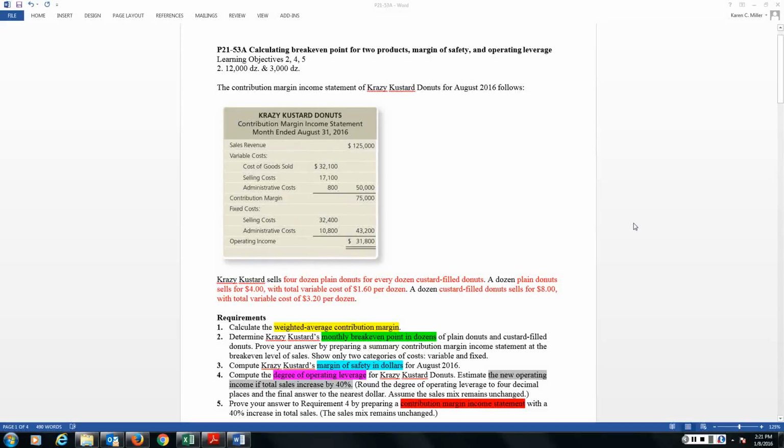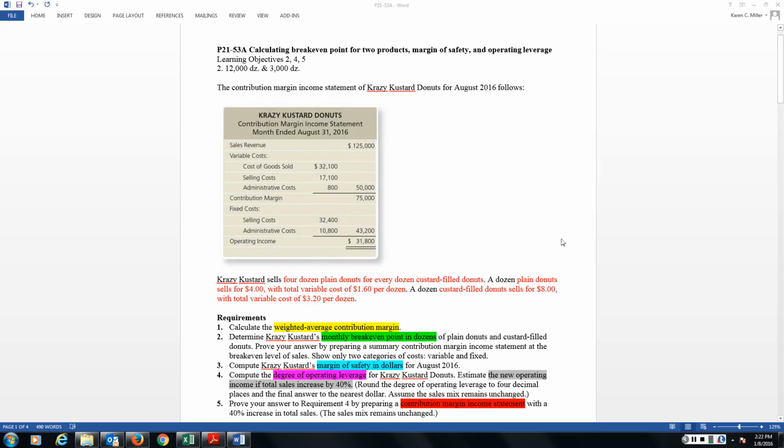Learning Objective 5 introduced us to a couple of other tools that we could use, CVP or cost volume profit analysis, to analyze in our organization. So remember, those were calculating break even for more than one product. If we have multiple products, how do we determine, when they have different sales and variable cost, what our contribution margin is, and utilize that contribution margin to calculate break even? We talked about the margin of safety and operating leverage. So let's take a look at an example of some of these using Crazy Custard Donuts.